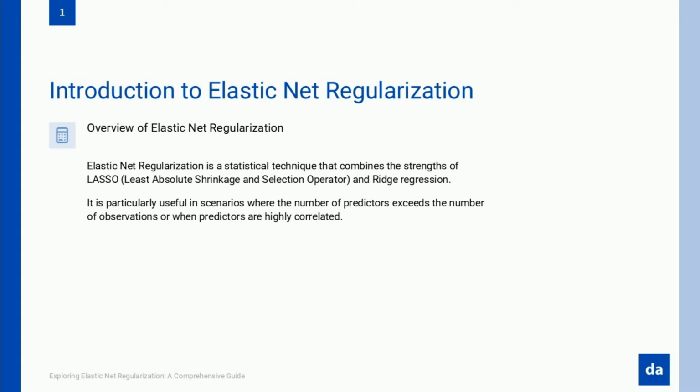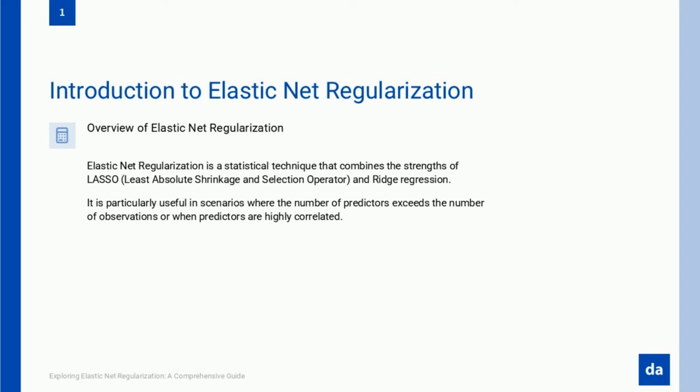You ever feel like regression models are either too rigid or too chaotic? Like, on one hand, ridge regression is that friend who never lets go of anything. It keeps every feature, no matter how useless. Then there's Lasso, which is the opposite. It straight up deletes variables like a ruthless data assassin. So, which one do you choose? What if I told you you don't have to? Welcome to Elastic Net Regularization, the best of both worlds.